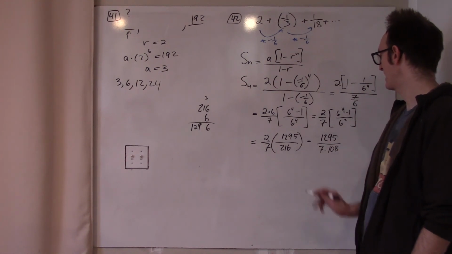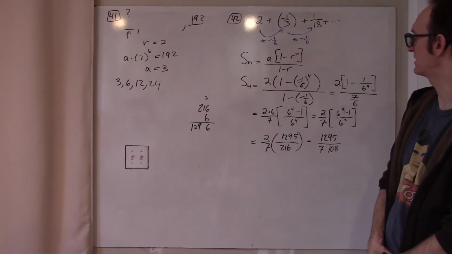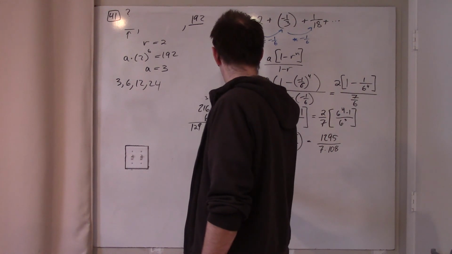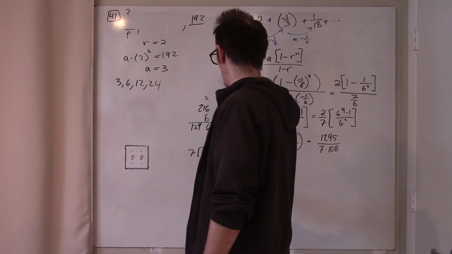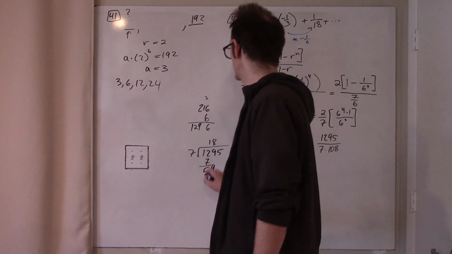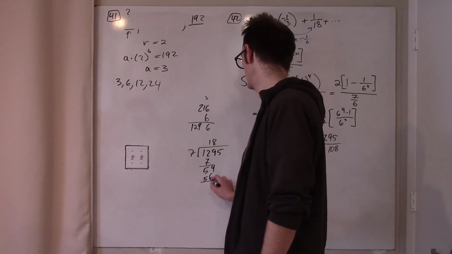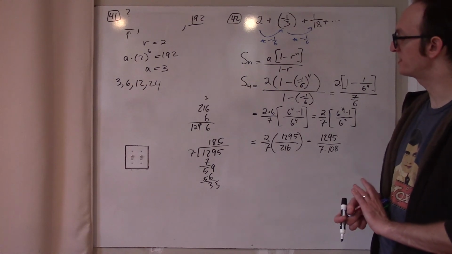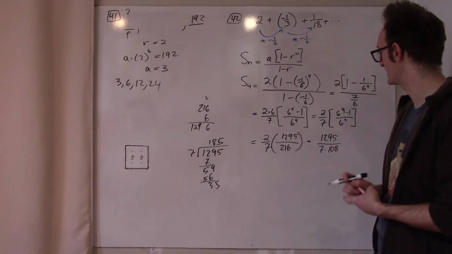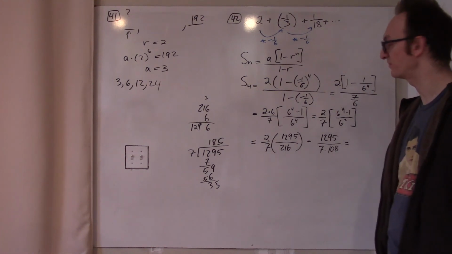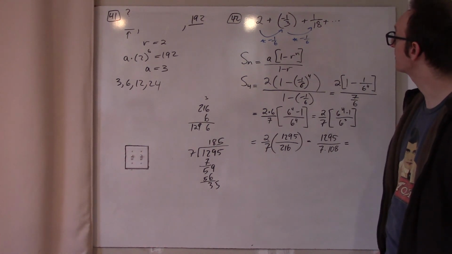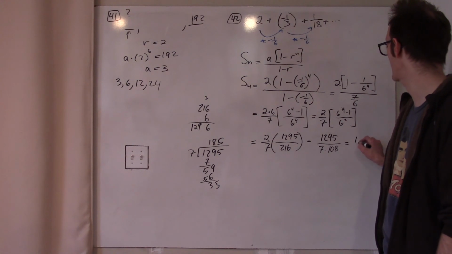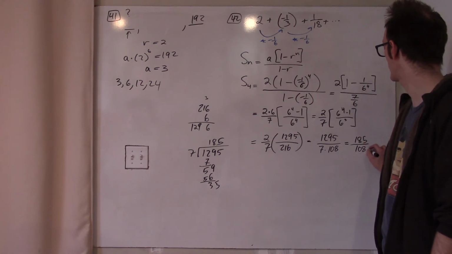And I bet 7 goes into 1295, does it? It just totally does. 8 times 7 is 56, and that's 3, 5, 5. So, yeah, because 15 more 7s would be 105, which would make 1400. So really, the final simplified answer, if you had absolutely no technology with you, and you wanted to do this the hardcore way, this would be 185 over 108 is the final answer to this.